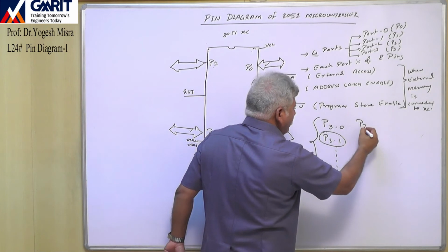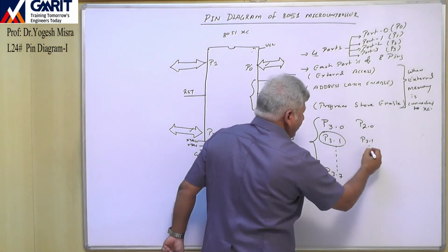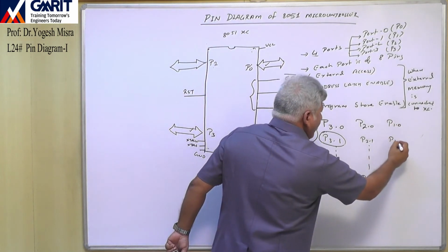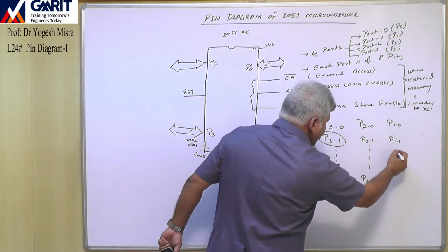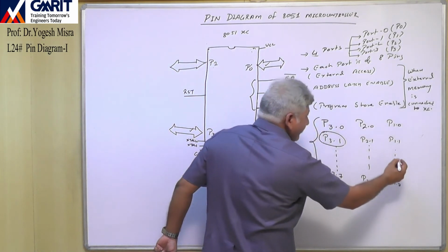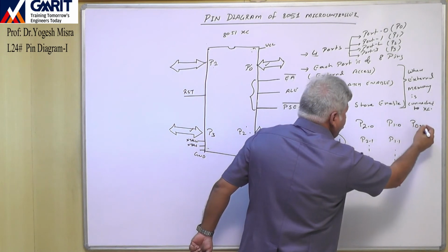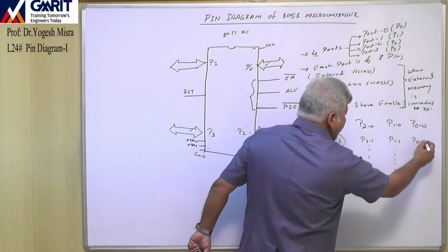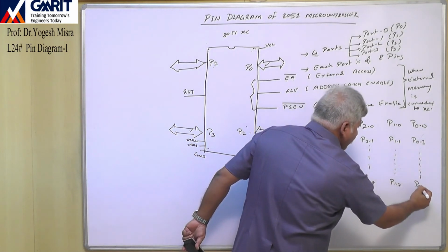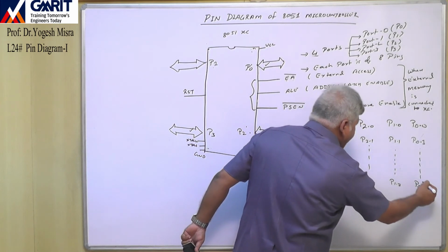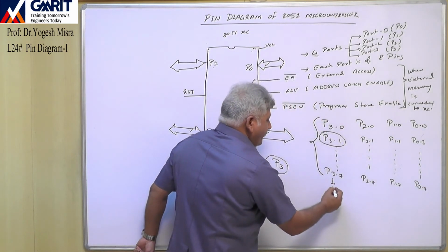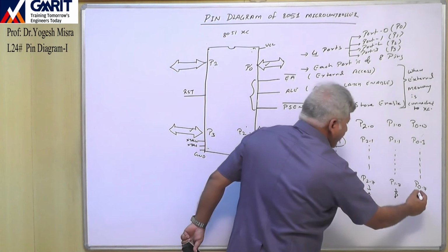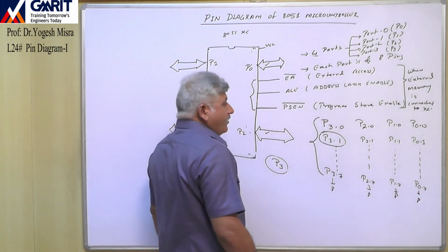For example, P2.0, P2.1, like this, up to P2.7, P1.0, P1.1, 1.2, 1.3, 1.4, like this, up to P1.7, and P0.0. 0.0 means port 0 pin number 0, port 0 pin number 1. Like this, the last pin of port 0 will be port 0 pin number 7. So this is the 8th pin. In this way, there are 8 pins for port 3, 8 pins for port 2, 8 pins of port 1, and 8 pins of port 0.